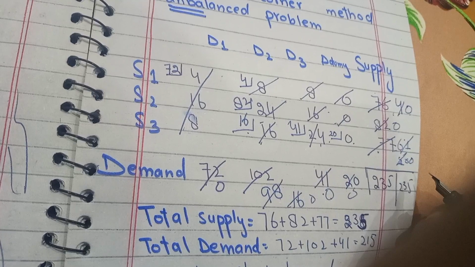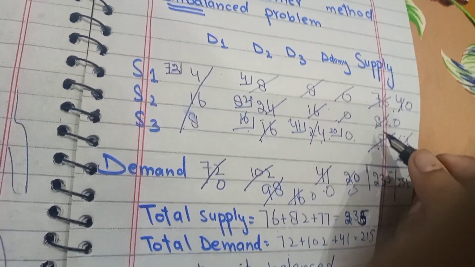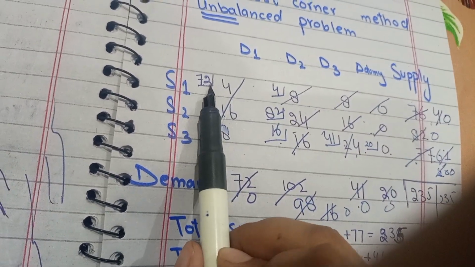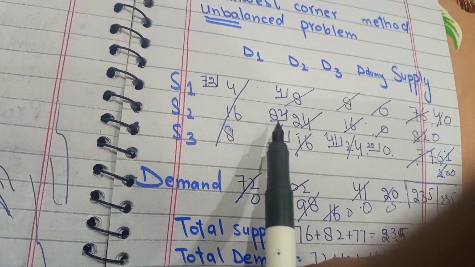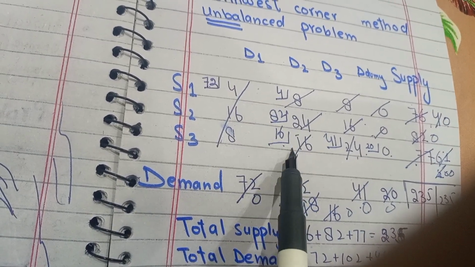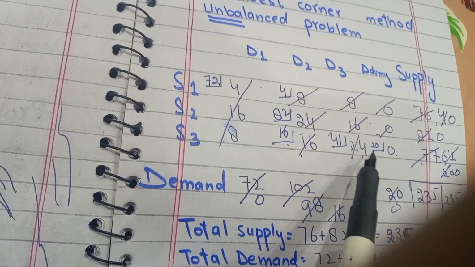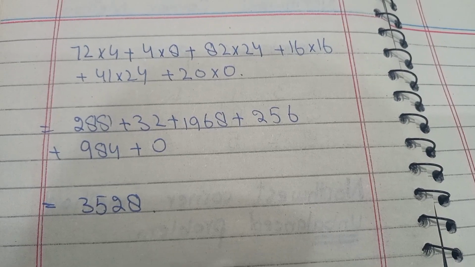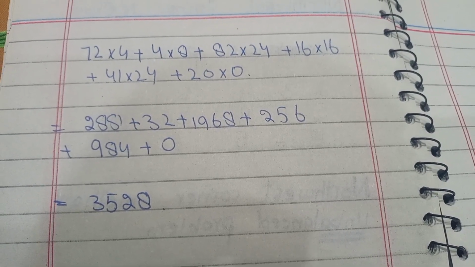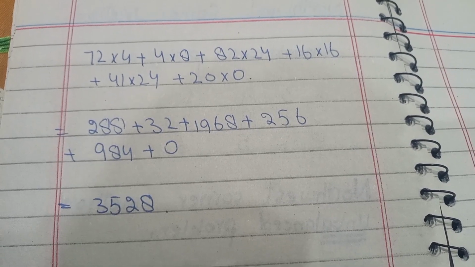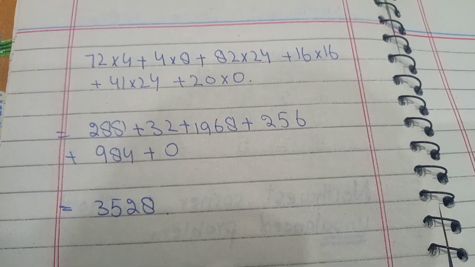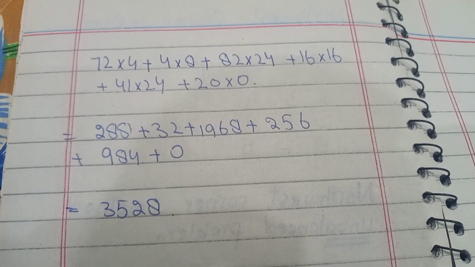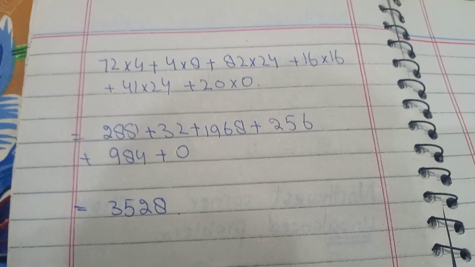So we are done. Now we write all the allocated cells and sum them: 72 into 4 plus 4 into 8 plus 82 into 24 plus 16 into 16 plus 41 into 24 plus 20 into 0. We calculate: 72 into 4 equals 288, 4 into 8 is 32, 82 into 24 is 1968, 16 into 16 is 256, 41 into 24 is 984, and 20 into 0 is obviously 0. The whole sum is 3528.